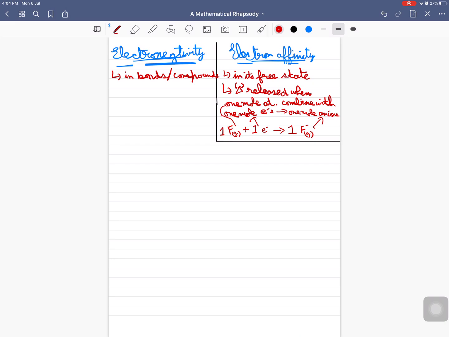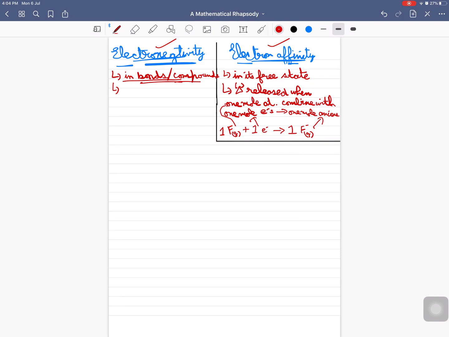Okay, so we won't discuss much about electron affinity right now. We will discuss it in the chemistry part. Right now we'll come back to electronegativity. Now electronegativity, as you can guess from this line, in bonds or compounds is relative. It is relative. This is really important. This is one of the most important differences between electronegativity and electron affinity.